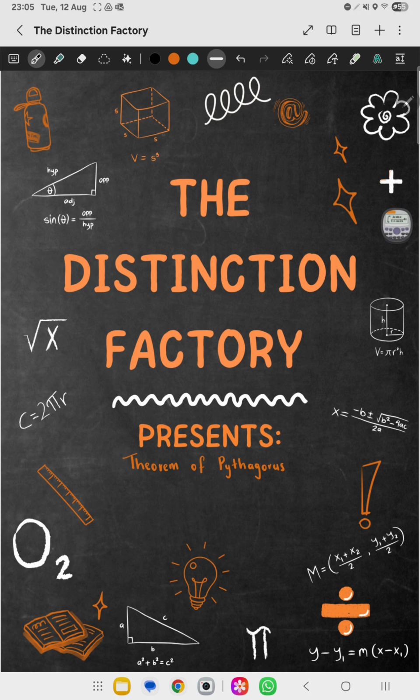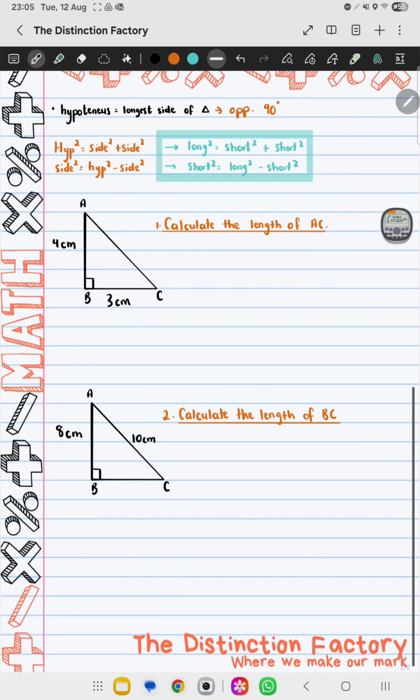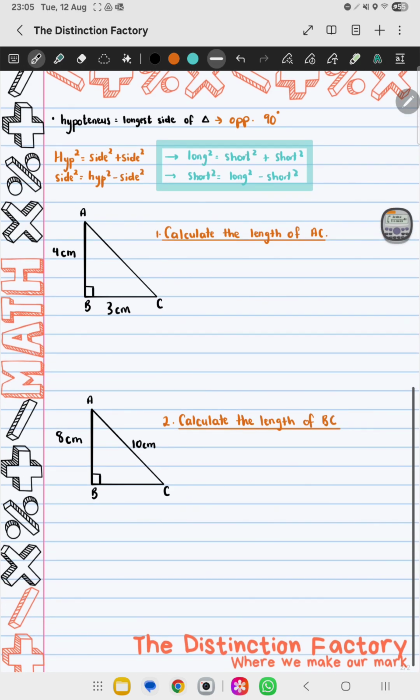And today we are going to be practicing the Theorem of Pythagoras. Pythagoras applies to grade 8s and 9s mainly, and we do use simplified formulas of Pythagoras from grade 10s through till 12. Down here we have our notes on Pythagoras and two questions that we are going to try out together.